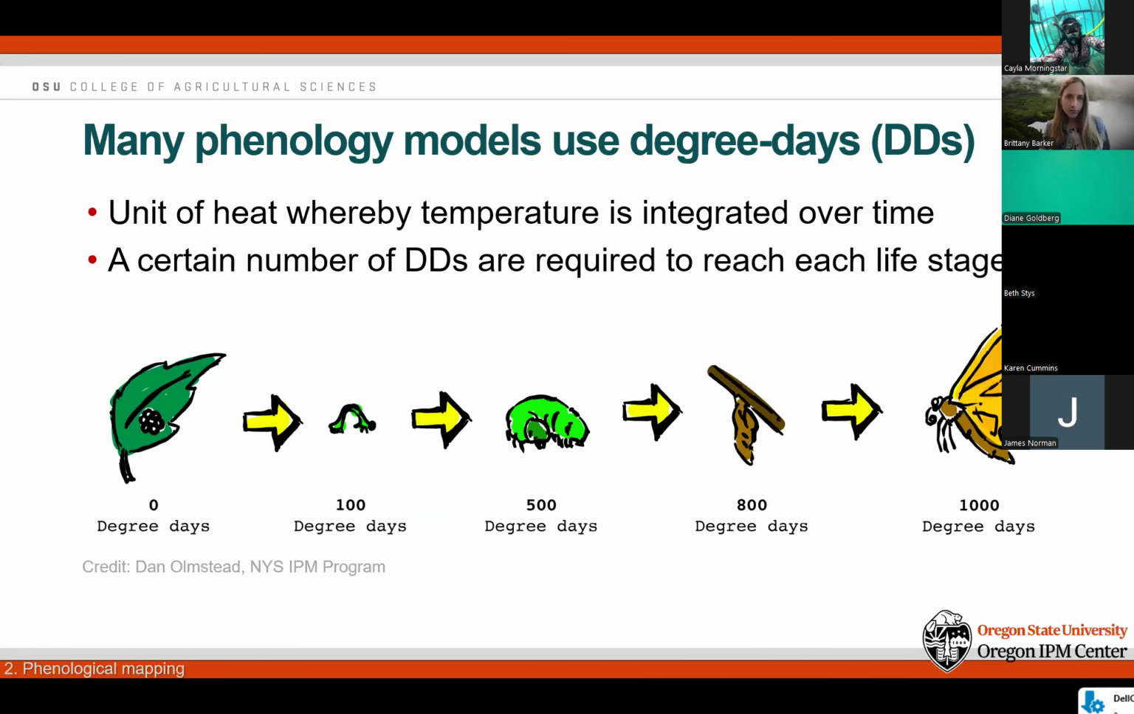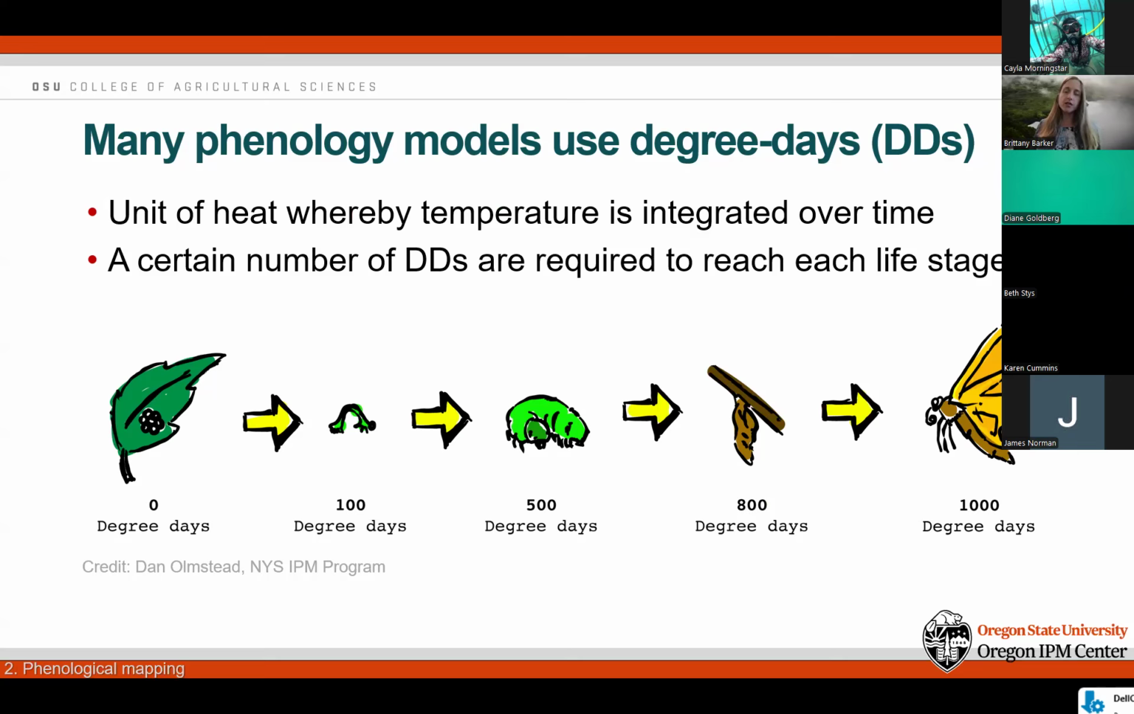Okay, so many phenology models use degree days. Not all of them; there are examples of statistical phenology models, but the ones that I'm talking about today are process-based, meaning they use information about the organism, so its heat requirements for development. A degree day is a unit of heat whereby temperature is integrated over time.